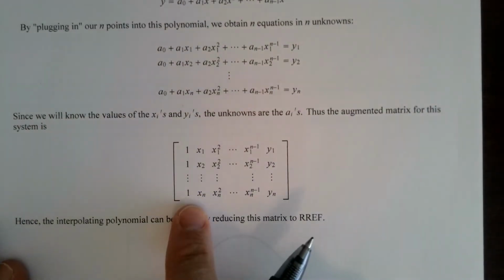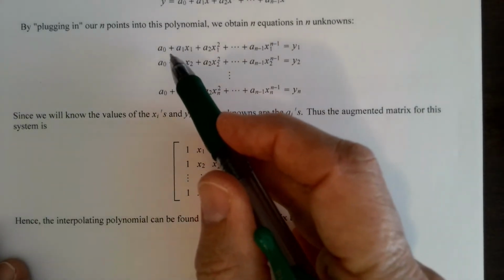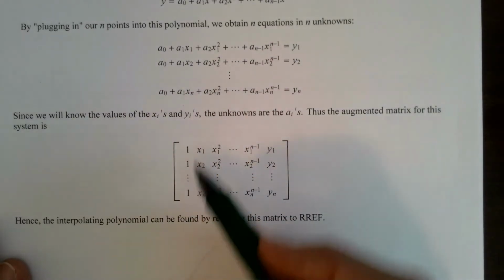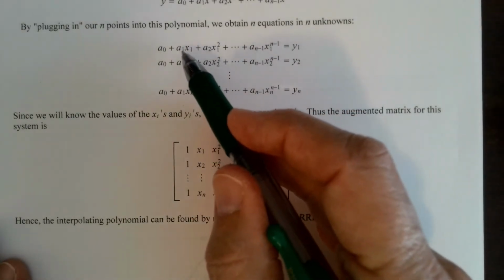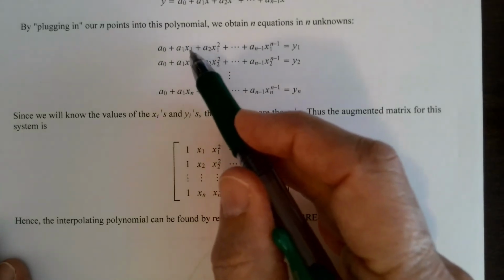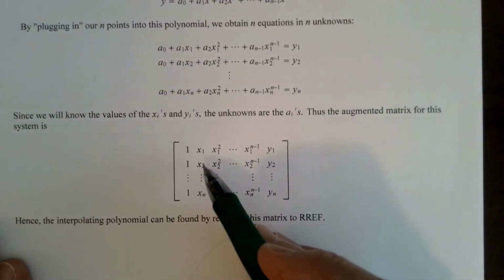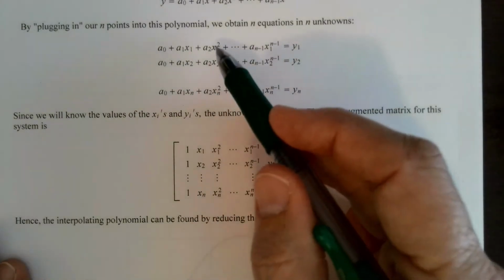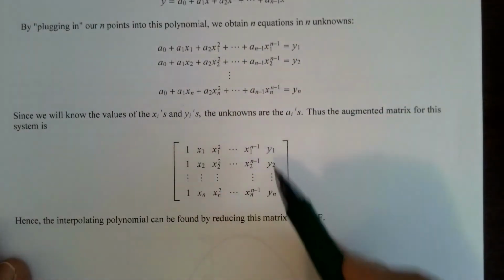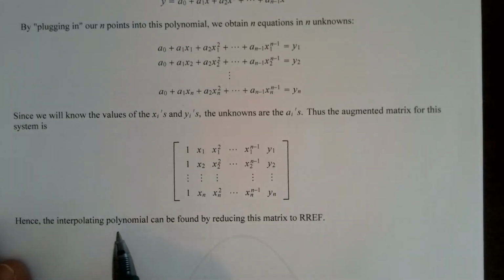Notice the augmented matrix consists of the coefficients of the a sub-zeros in the first column, notice they all have a coefficient of 1. Right? In the second, and be careful, a sub 1 is the unknown in this case. The coefficient is x sub 1. Right? The coefficient here is x sub 2, and so on. Right? Here the coefficient is x sub 1 squared, and so on. Right? And you see this pattern develop. Right? And so we can find our interpolating polynomial.